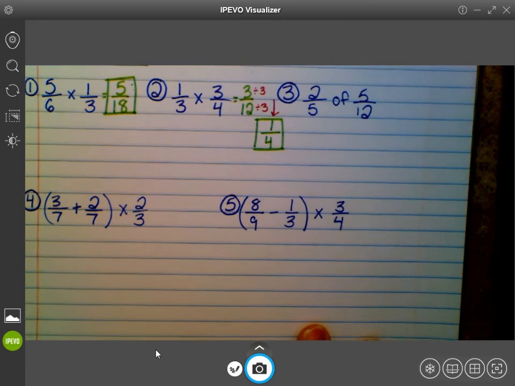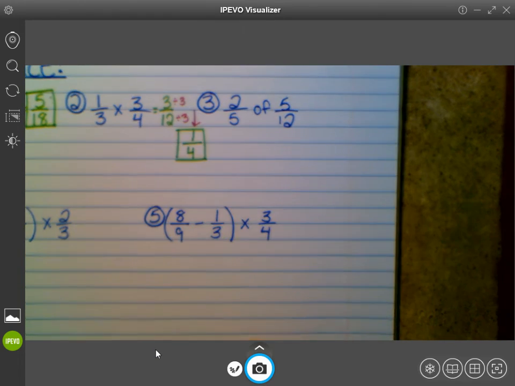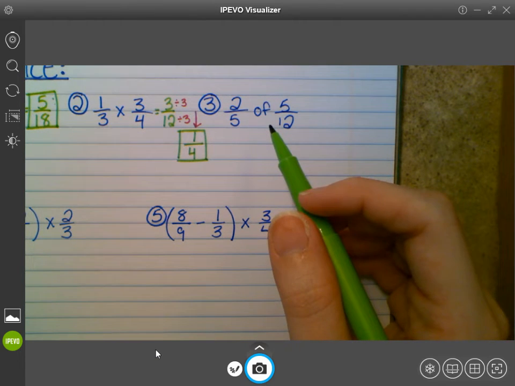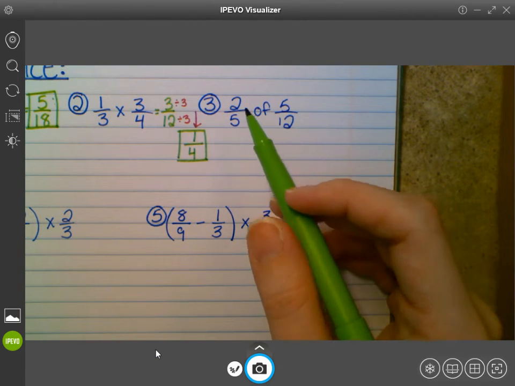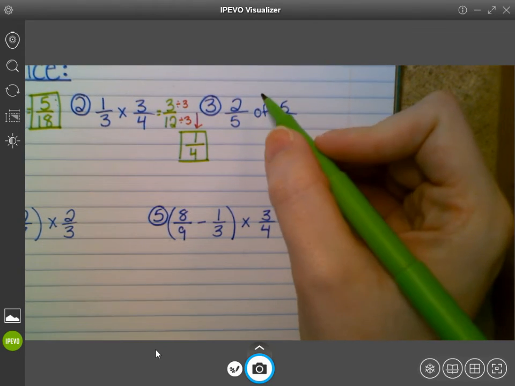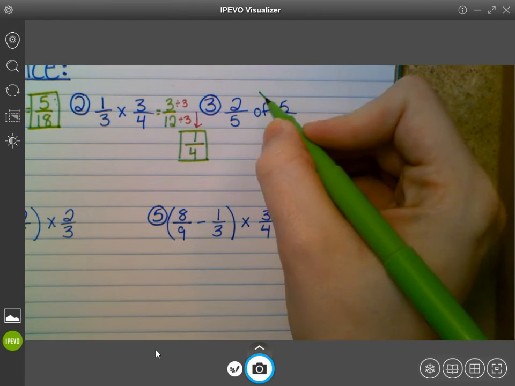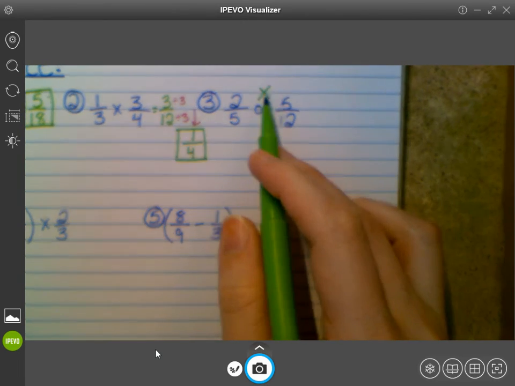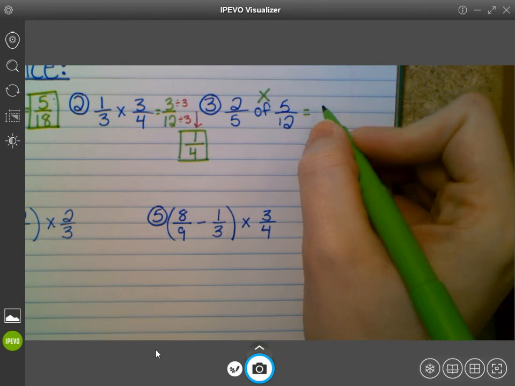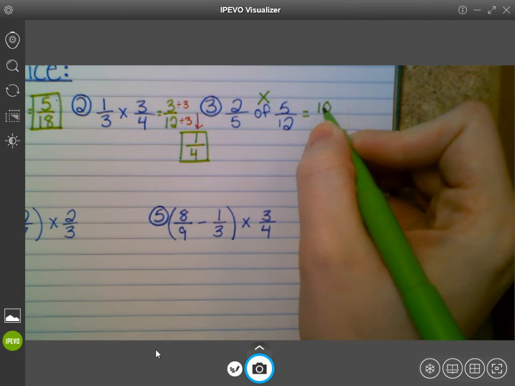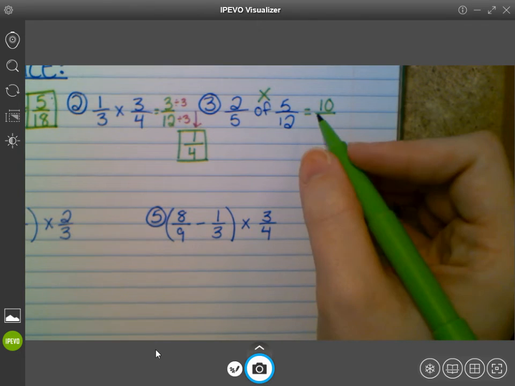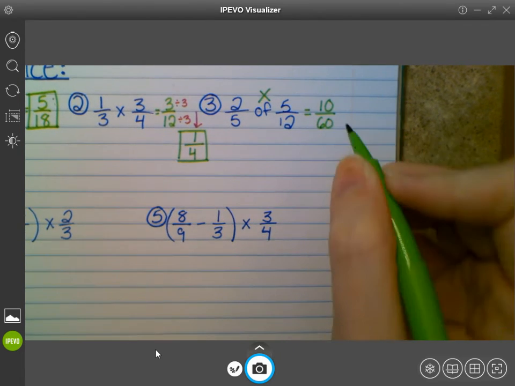Now, 5th grade, when I was showing you my example of 1/2 times 1/2, I mentioned that a multiplication symbol is the same as saying of. So when we see 2/5 of 5/12, exactly. When you see the word of, it means multiply. So 2/5 times 5/12. So if I do that, 2 times 5 is 10. And then what is 12 times 5? It is 60. Okay, now I have 10/60ths.